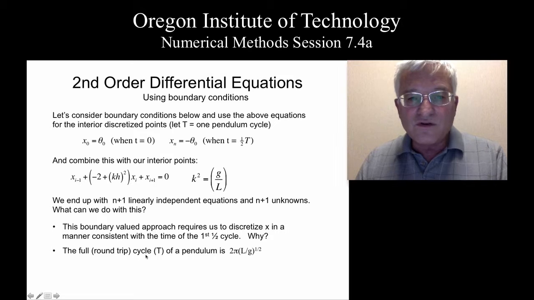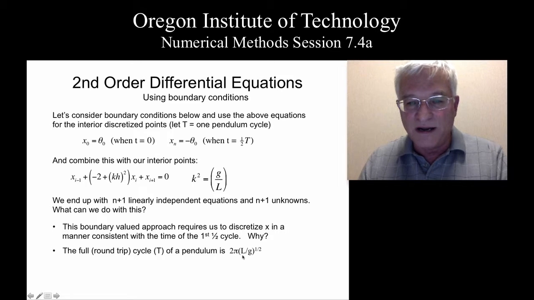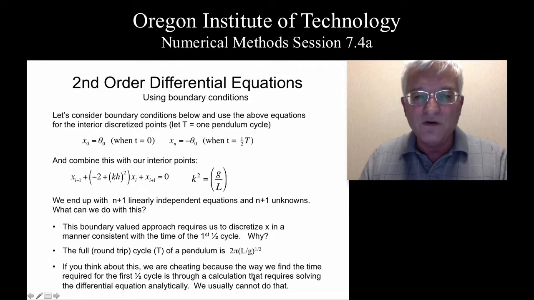Well, the full round trip cycle T, as you learned in Math 321, is 2 times pi times the square root of L over G. Now, we conveniently called L over G K squared, so you could call it 2 pi K. But I'm starting to get a little heartburn about what I'm telling you, and I hope you're getting a little heartburn too, because we're really cheating.